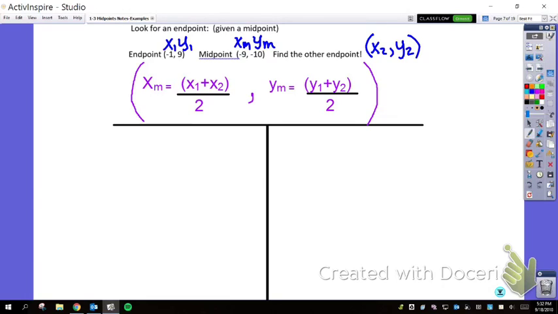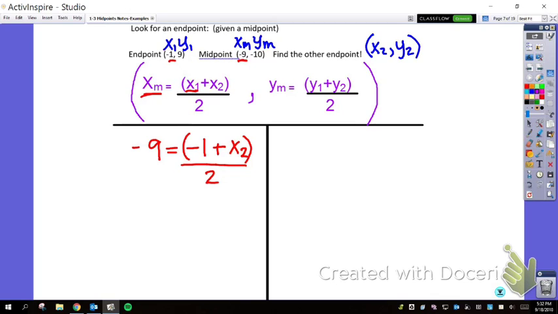Okay, xm is our -9, so we're going to say -9 equals, we know x1 is -1, plus we're trying to find x2, and we're dividing by 2. Now, the parentheses are just to help us keep everything together. Okay, so -1 plus x2, that can't be simplified, we can't do anything with it.